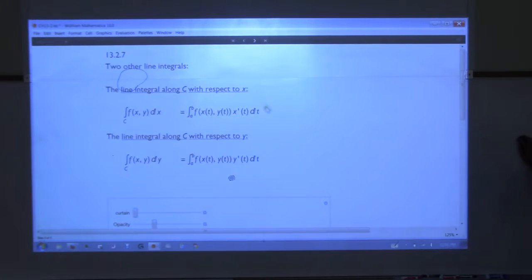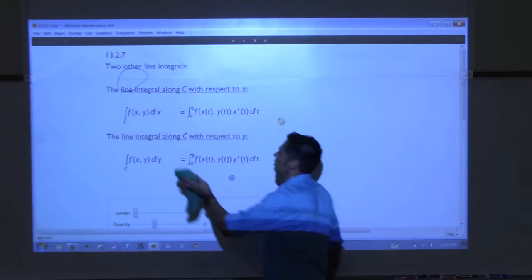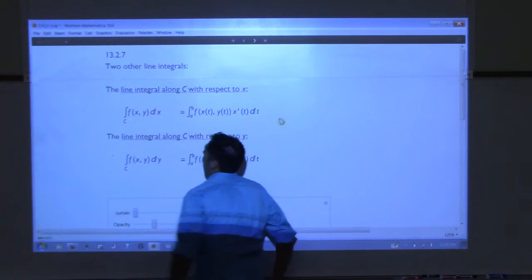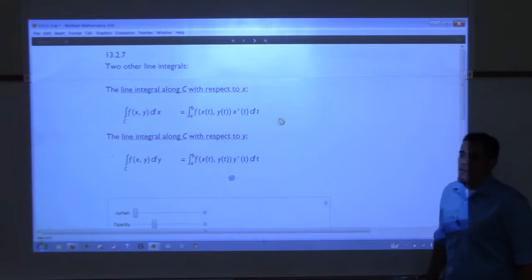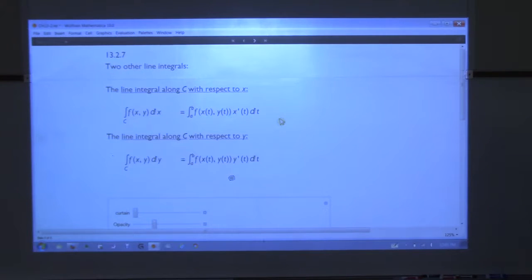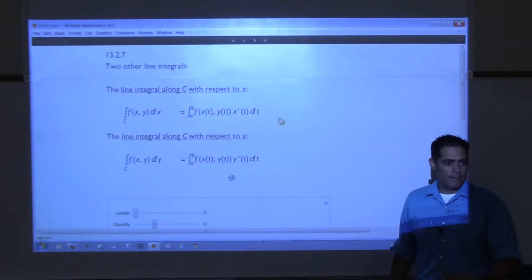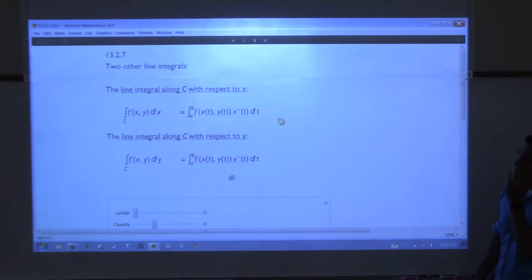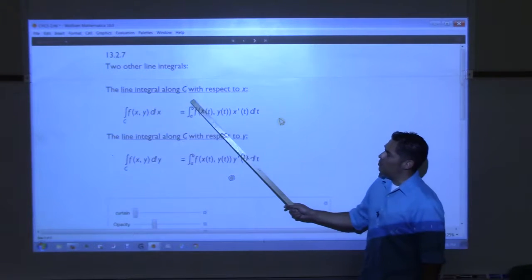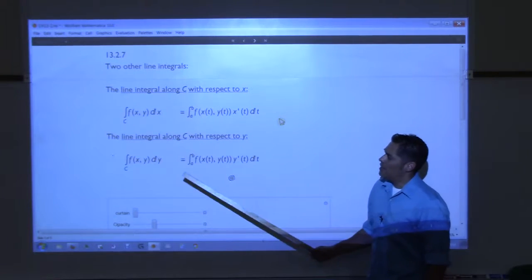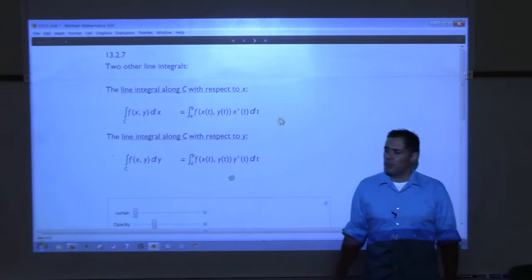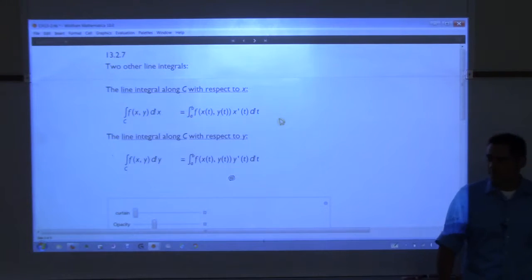Now, there are 2 other line integrals that we will be using. The one that I just gave you was the line integral with respect to arc length, right? There are 2 other ones. One of them is called the line integral along C with respect to x, and then the other one is the line integral along C with respect to y.